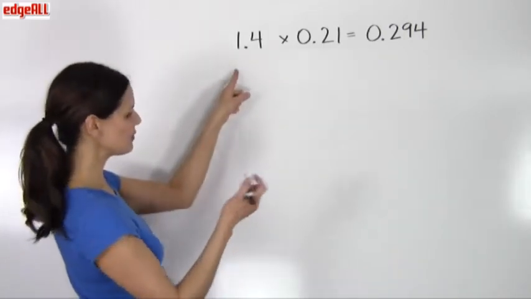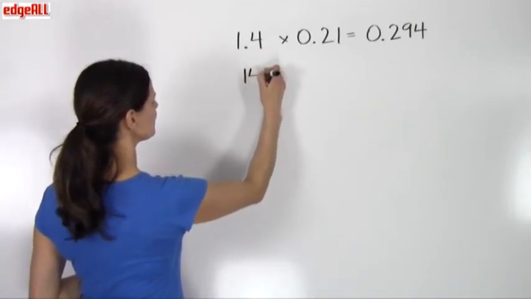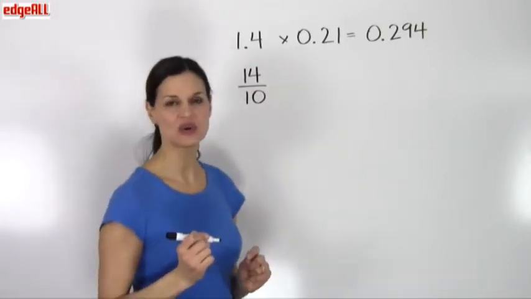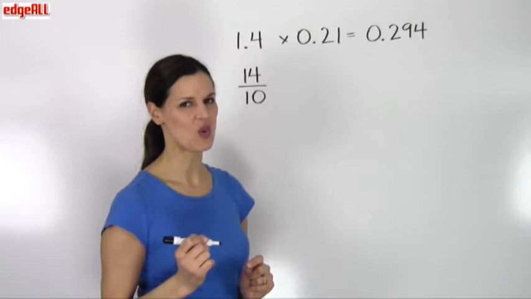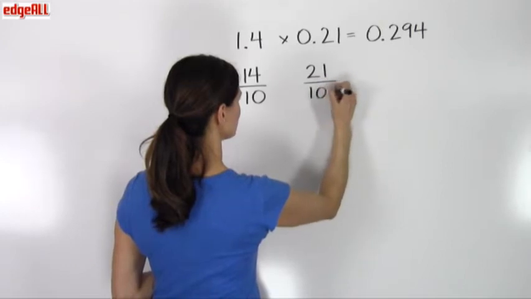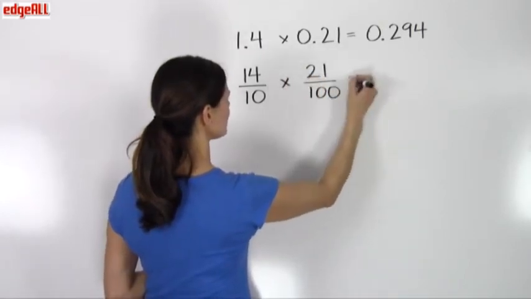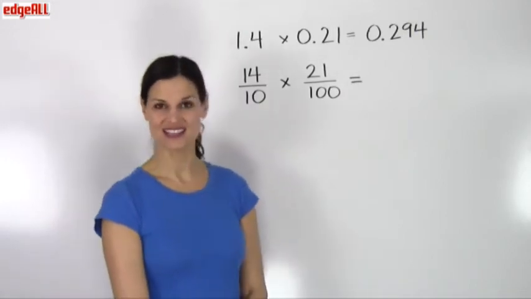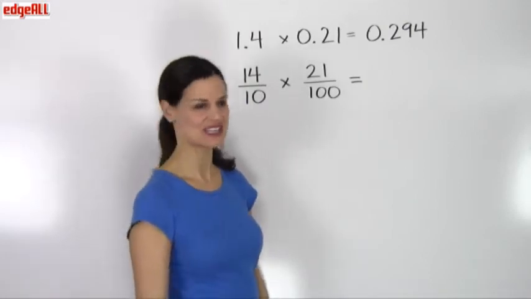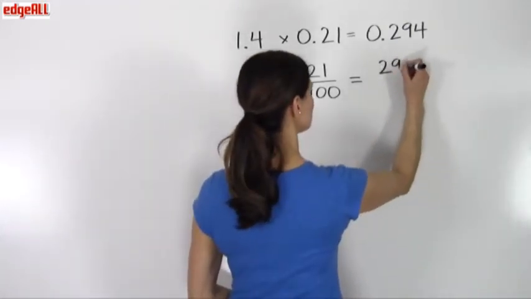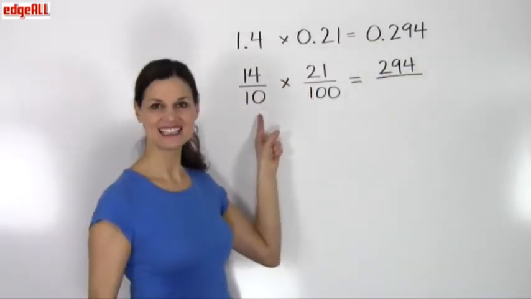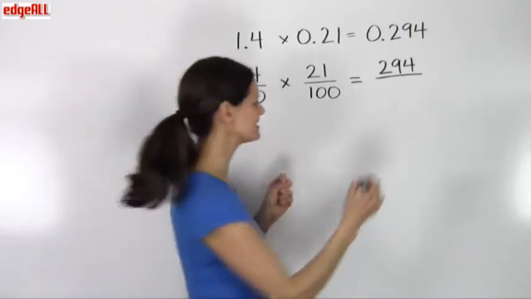So 1.4 with fractions is equivalent to 14 tenths, and 0.21 is equivalent to 21 hundredths. So 21 over 100. If I multiply these two together as fractions, I would multiply 14 times 21, which equals 294. So I would have 294 in my numerator. And then in my denominator, 10 times 100 equals 1,000.